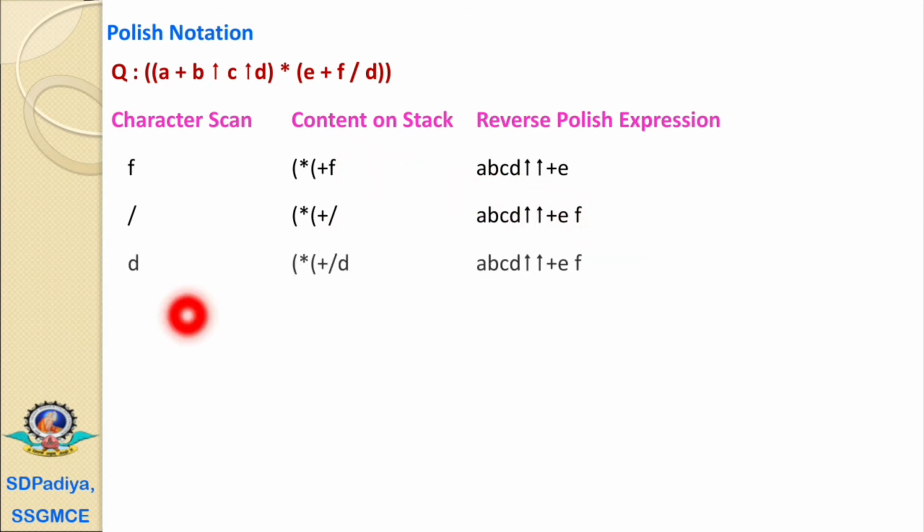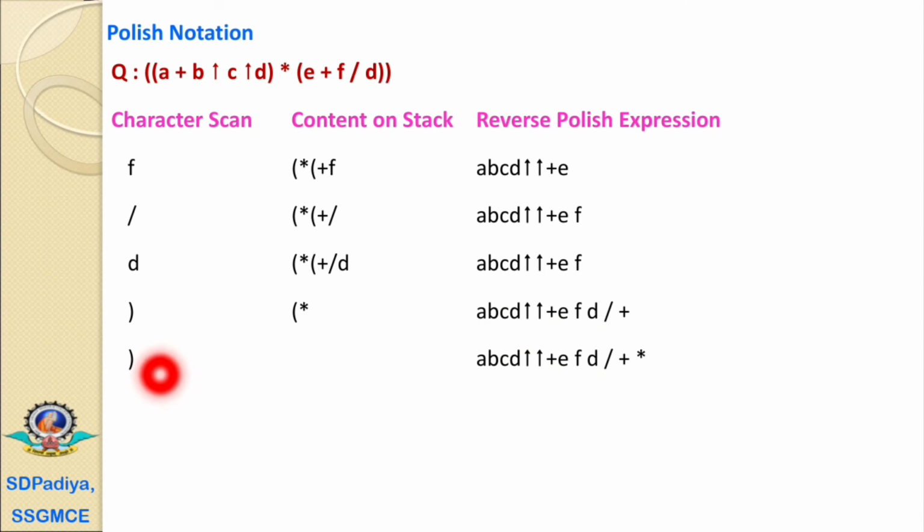Next is D, that is an operand, we push it on the stack. Next is the close parenthesis. Therefore, we have to pull all the contents from the stack to the expression after its particular open parenthesis, and its particular open parenthesis is the second parenthesis. Therefore, we have shifted the D, slash and plus. The next is again a close parenthesis. That's why again we have to pull the contents from the stack to the expression, that is a multiplication symbol.